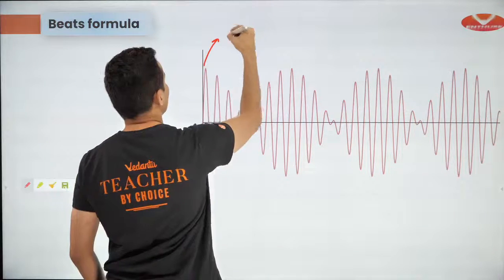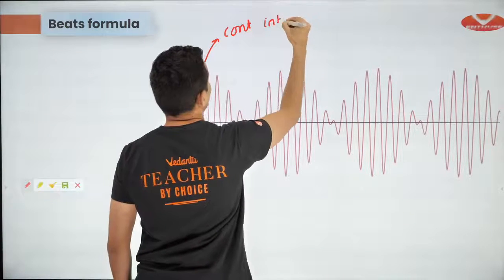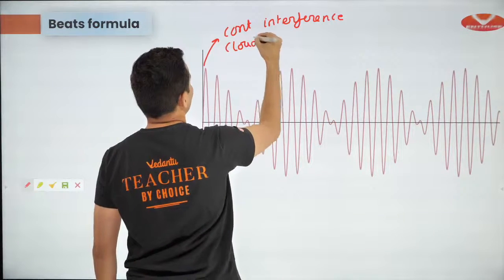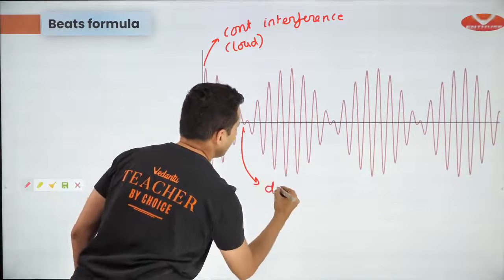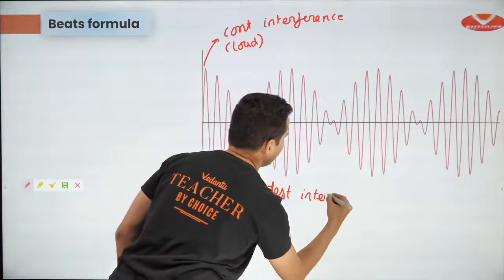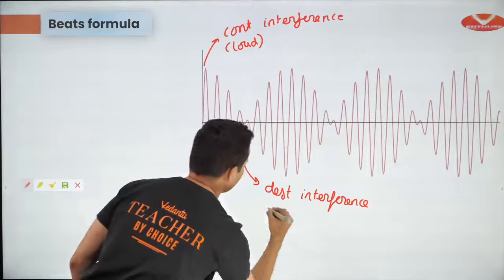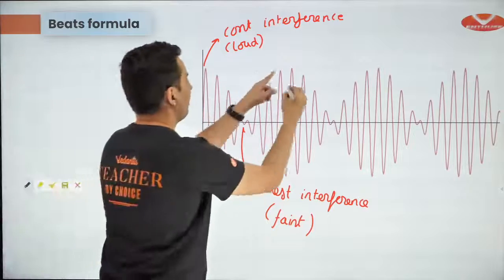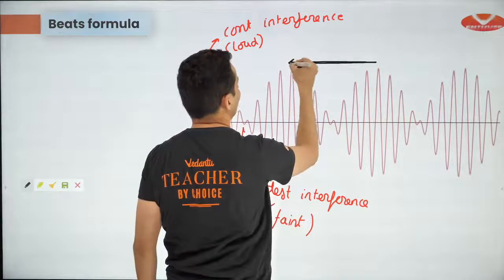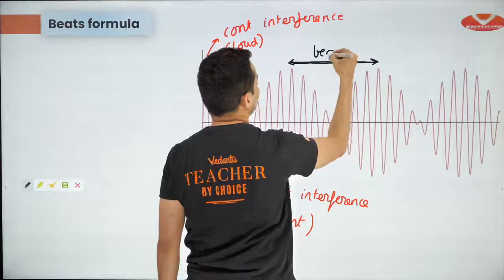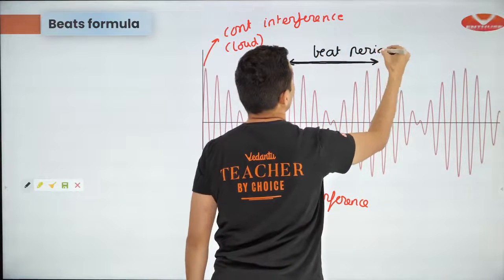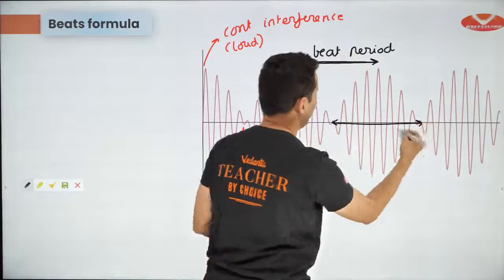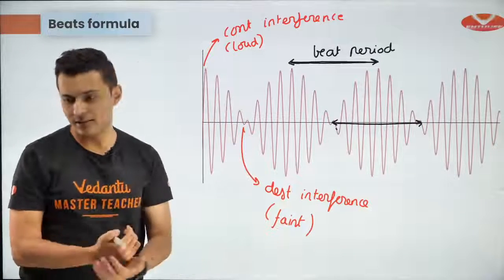Over here I can say constructive interference, and I can say loud sound over here, and over here I can say destructive interference, and I can say faint or no sound. All right, and from one loud sound to the next loud sound, that is called the beat period. The beat period is from one loud sound to the next loud sound, or from one faint sound to the next faint sound, one and the same thing.